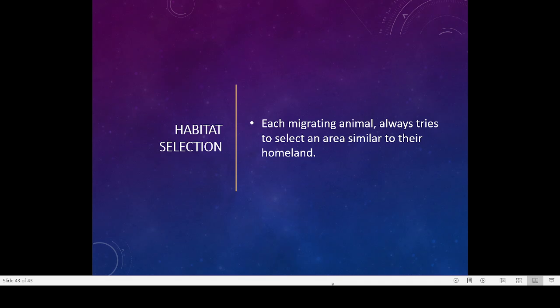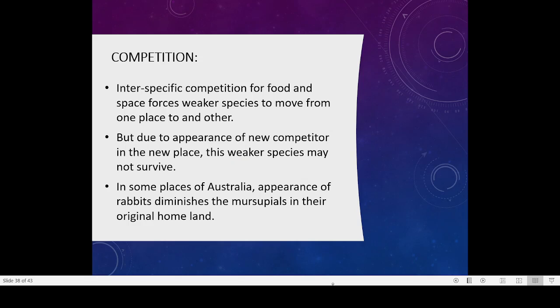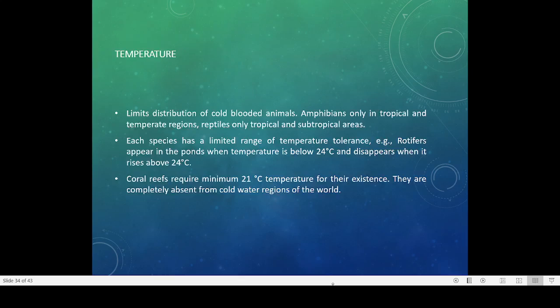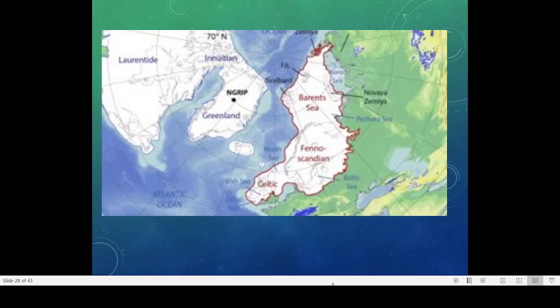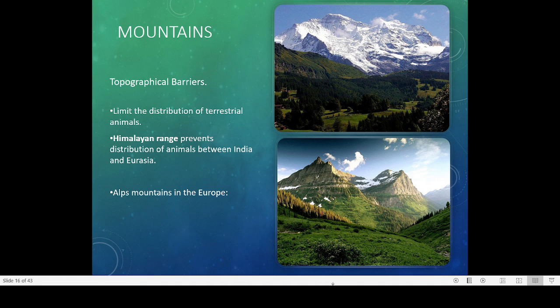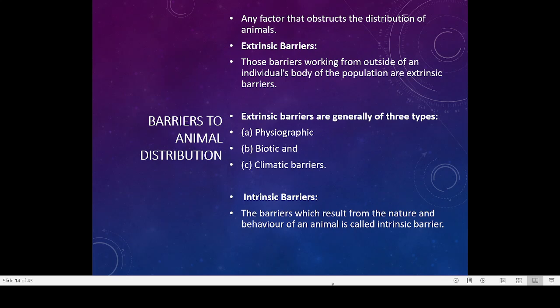Under the different types of barriers, we have to see that there are basically two types of barrier. You can expect an essay on this: give an account of the different types of barrier. Then you have to explain all the different types of barriers. There are basically two types of barrier. One is an extrinsic barrier, then another is an intrinsic barrier.